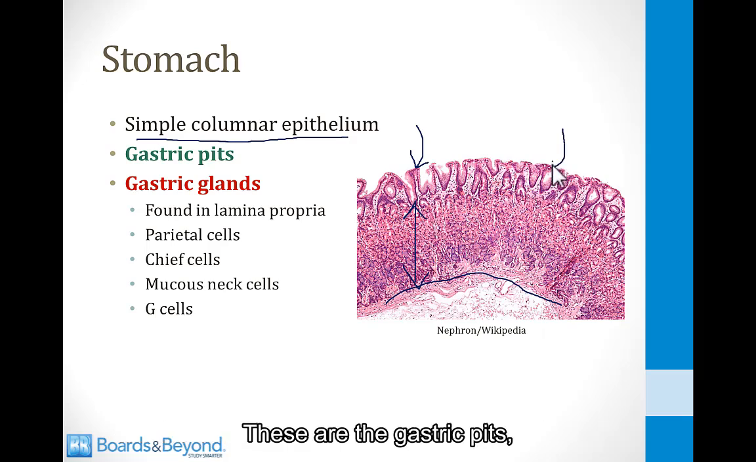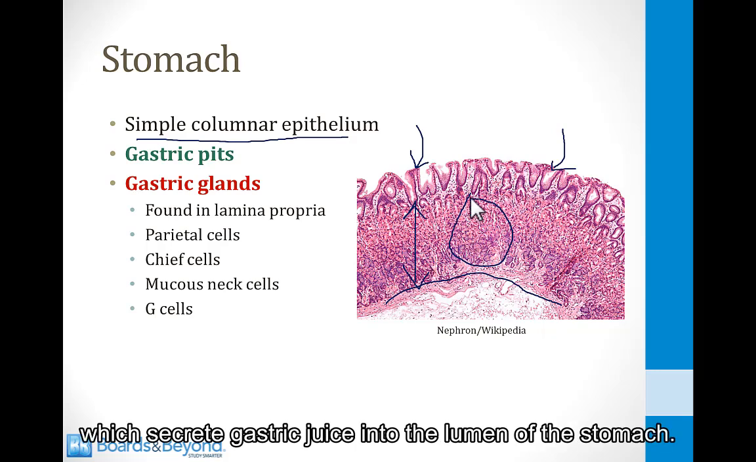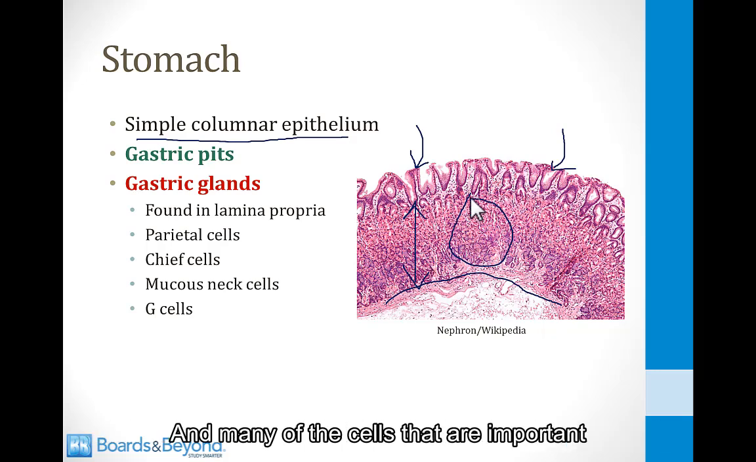These are the gastric pits, these invaginations of the mucosa, as I'm drawing my arrow at here. The gastric glands are found in here. These are ducts lined by cells which secrete gastric juice into the lumen of the stomach. And many of the cells that are important for gastric physiology are found in the gastric glands.